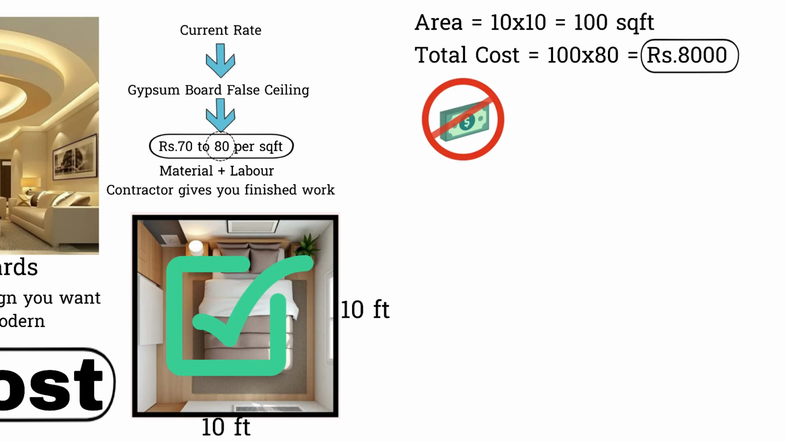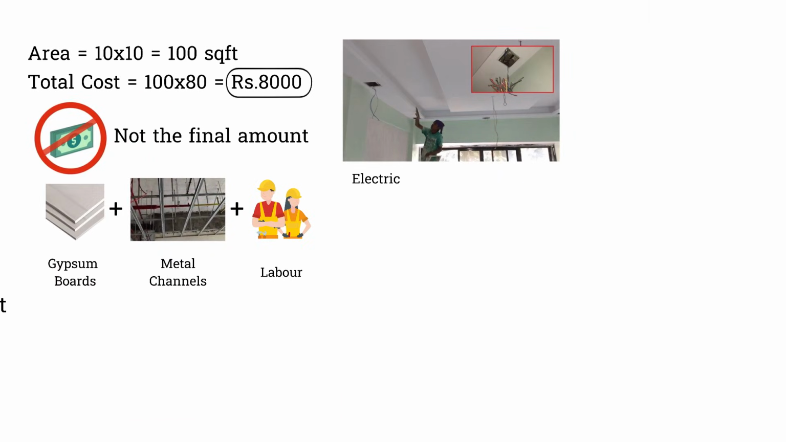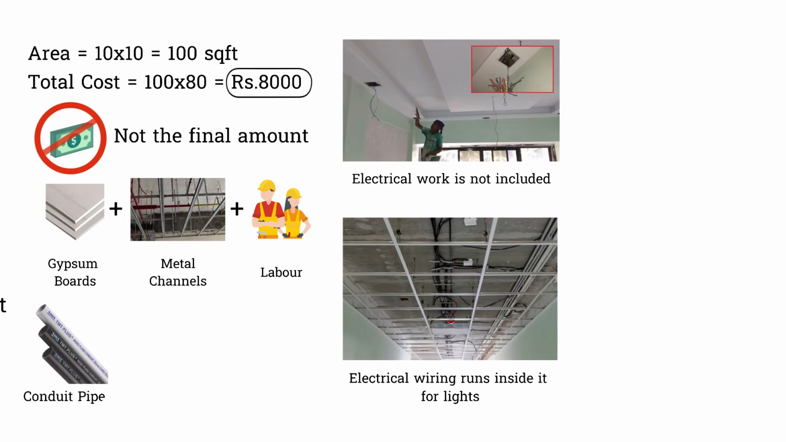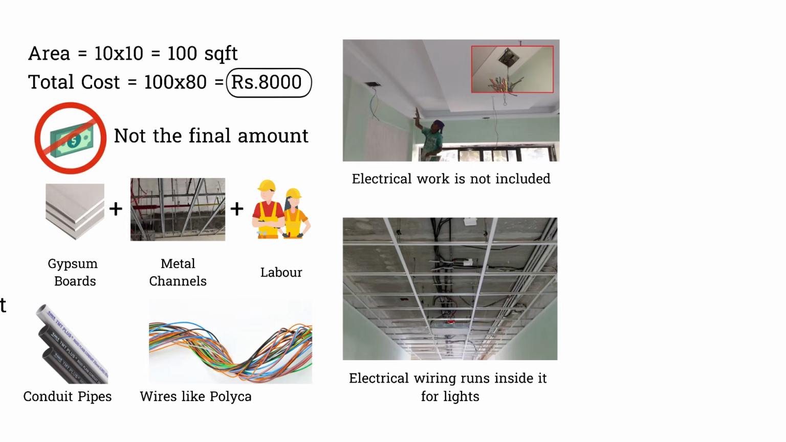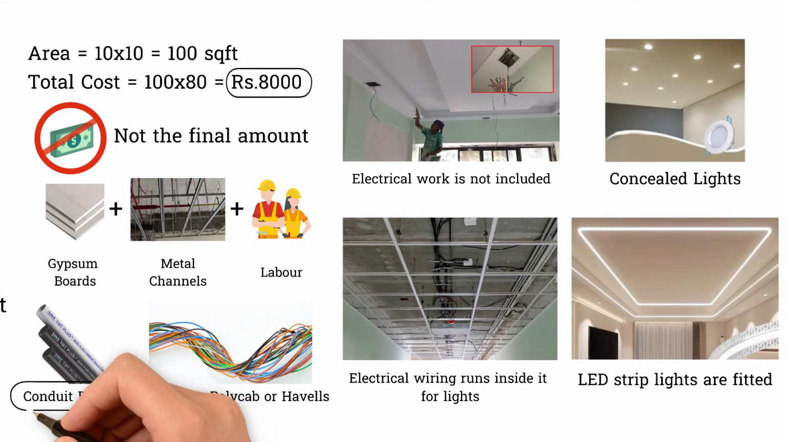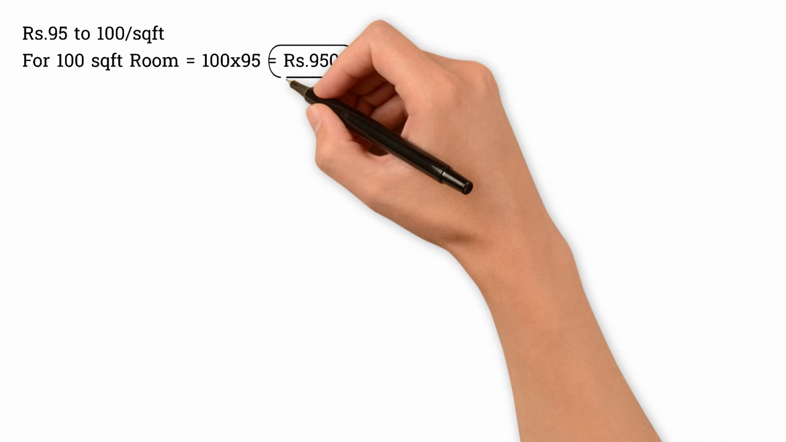But this is not the final amount. This price only includes the gypsum board, metal channels, and labor. Electrical work is not included in this rate. When you do a false ceiling, electrical wiring runs inside it for lights. Conduit pipes are installed, good quality wires like Polycab or Havells are used, and concealed lights and LED strip lights are fitted. All this electrical work has a separate cost, which usually comes to around 95 to 100 rupees per square feet. So for a 100 square feet room, 100 into 95 is equal to 9500 rupees. This becomes your electrical expense.